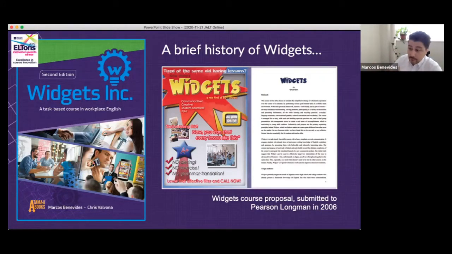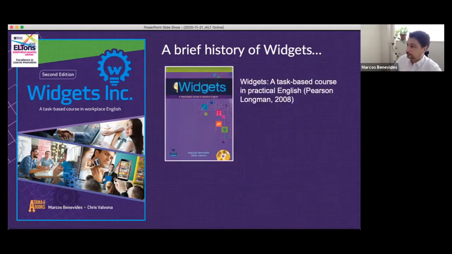We had feedback from students, we had feedback from a few other teachers who had tried some of the tasks. And we were fortunate enough that Pearson picked it up and published the first edition of Widgets in 2008. I see that Takeshi Kamimura, one of our Pearson colleagues, who's been very helpful in the last 10 years or so, is here in the room today. Takeshi knows Widgets very well, and Pearson did a really good job, frankly, putting it together.